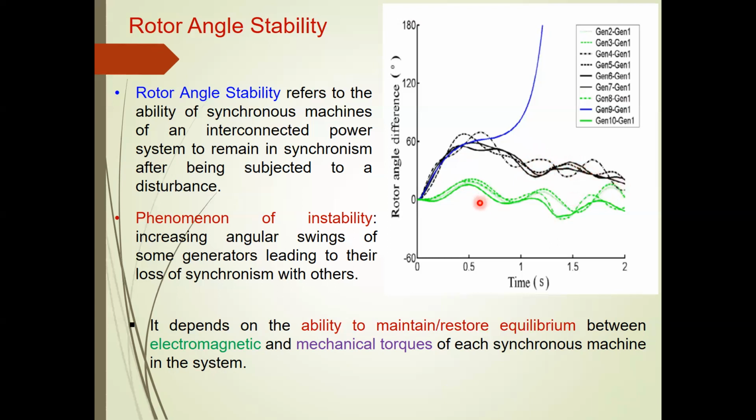So it is possible that following the disturbance, some group of generators will swing in the same direction for a certain duration. And again, it is not necessary that they will swing all together for the entire duration until they settle down finally. Some groups of generators may swing in the same direction for a certain duration, and for the remaining duration, they may swing in the opposite direction.